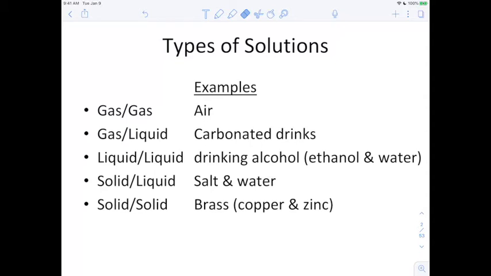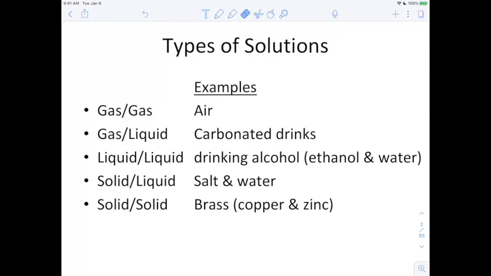You can also have two liquids, so drinking alcohol is a mixture of water as the solvent and ethanol, which is what I like to think of as the business end of the alcohol. That is the alcohol part of your drink. But when you mix those two together, that is a liquid-liquid solution.